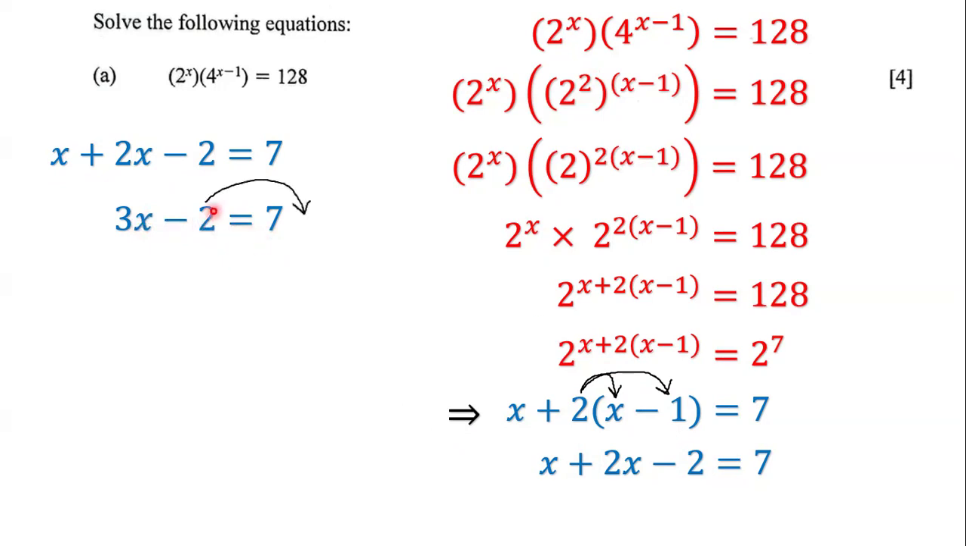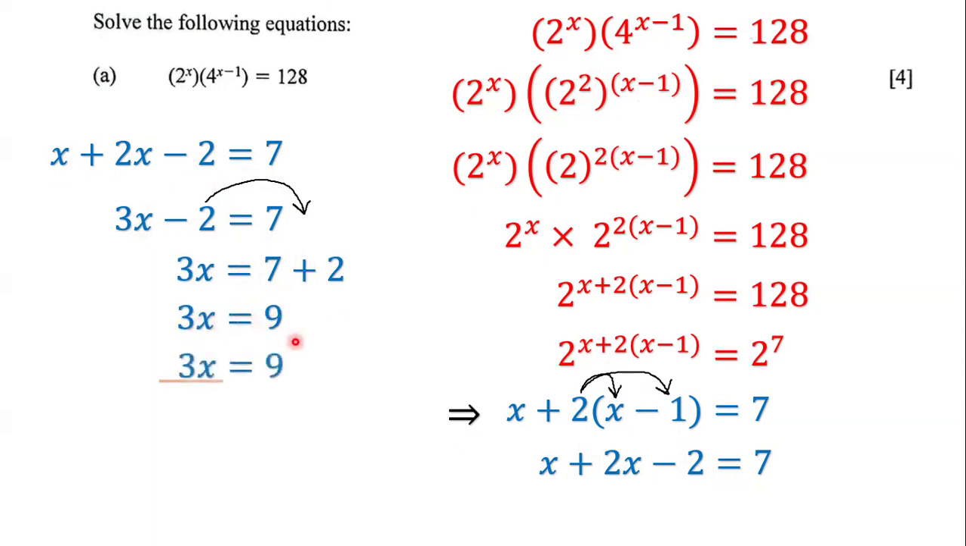Next, we take negative 2 and we send it over the equal sign. And so we have 3x is equal to 7 plus 2. What is 7 plus 2? Well, 7 plus 2 is definitely 9. So we have 3x is equal to 9.